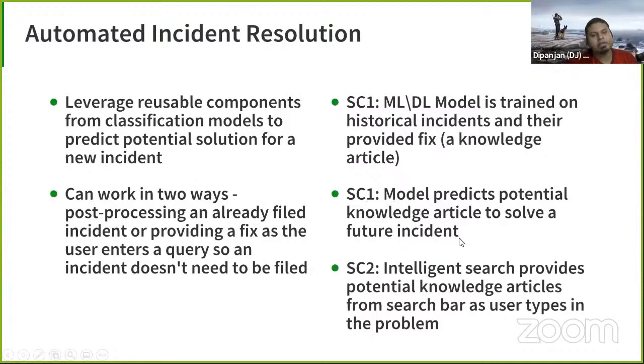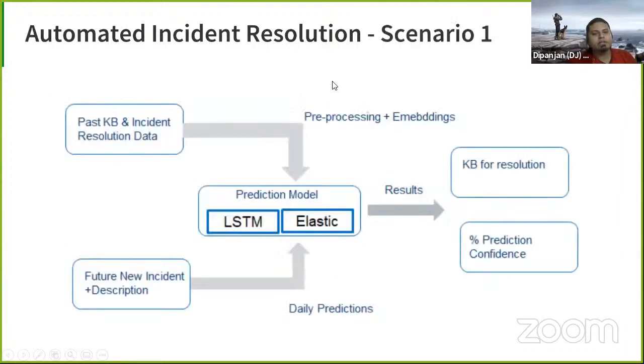So in my case, if I have a new ticket description coming in, can I predict which are my most similar knowledge articles which can be used to close that ticket? So this is where we had these two scenarios, where scenario one was past knowledge article labels and the incident or the ticket description data goes in, and we build a model. In this case, we used a recurrent neural network based model, but a machine learning model could easily also solve the purpose if it gave a good performance.